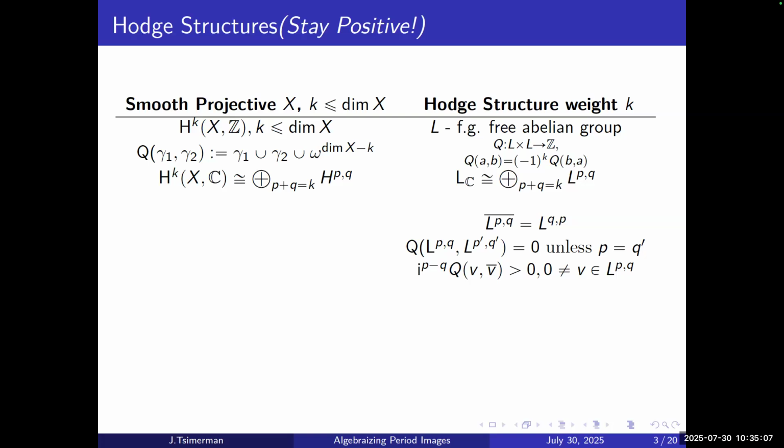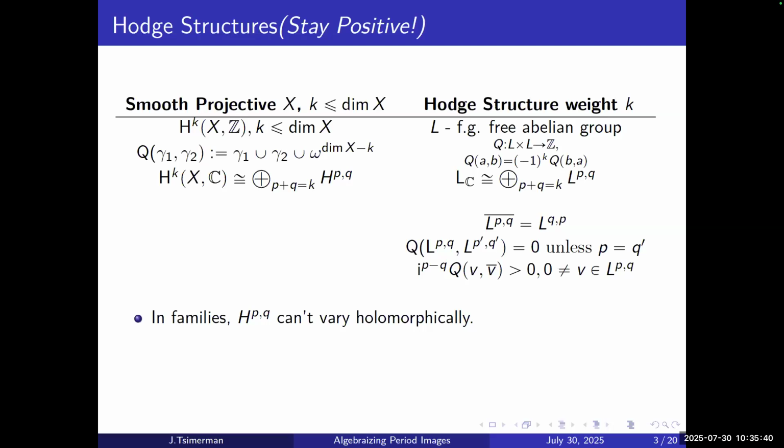And then just like what's true in the smooth projective case, we're going to abstract that out to the general case. So your H^{p,q} group satisfies this conjugacy assumption. Importantly, they have this isotropicity condition. If you pair together a (p,q) form and a (p',q') form, it's only non-zero if they're conjugate to each other. And then you have this positivity condition that if you multiply by i^{p-q}, then this Q form is positive on the L^{p,q} piece. So you get sort of this orthogonal decomposition.